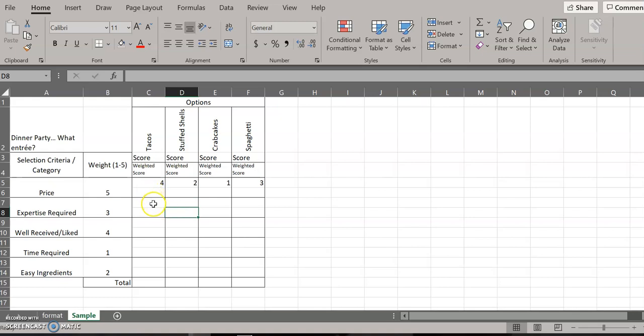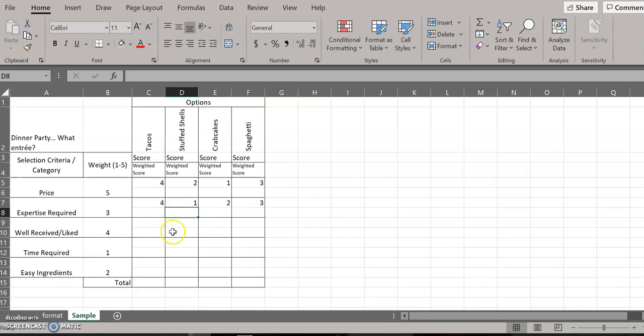Expertise required. I would say that the easiest one to do would probably be tacos. So I'm going to say 4 there. And I'd say spaghetti is probably also pretty easy to do. Stuffed shells, I think that would be the 1. That's going to be the hardest one to make. And crab cakes would be second.